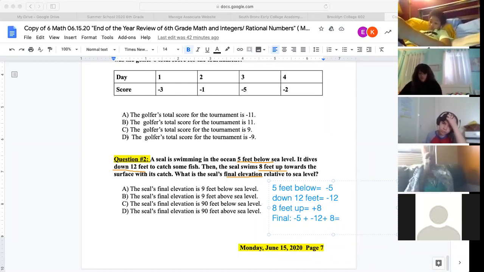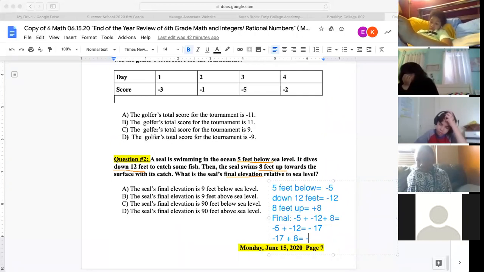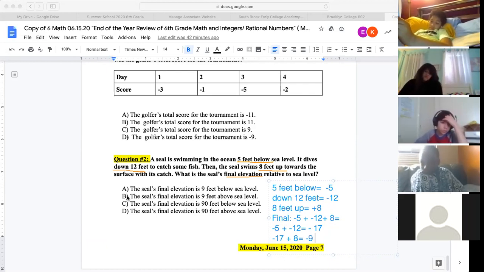Now, Chris, we have -5 plus -12. How much is that? That's fine, and you're going to add. That's -17. Okay, so we got -17. And now we have to add +8. So -17 plus 8 is how much? Signs are different. I keep the higher sign and I subtract, right? So what do we get? -9, which means, let's look at the answer choices.